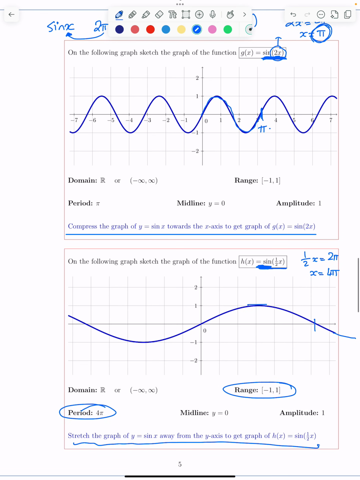Now, another way of calculating the period, which you might remember, is if you have sine of cx. So when is cx equal to 2 pi? It is when x is 2 pi divided by c. So if you have a number in front of x, the new period will be 2 pi divided by c. That might be something to remember if you like.